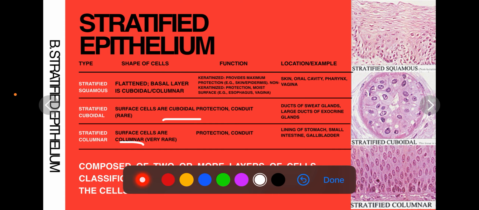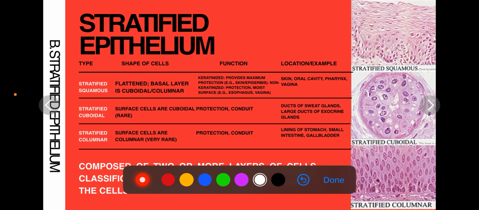Okay, but both of these types are rare. Stratified cuboidal or stratified columnar, they are not common. The commonest type is only the stratified squamous. So this is the one that's going to meet you a lot because the skin is involved here, and the skin is the biggest organ in your body, right? And the body of your patients.